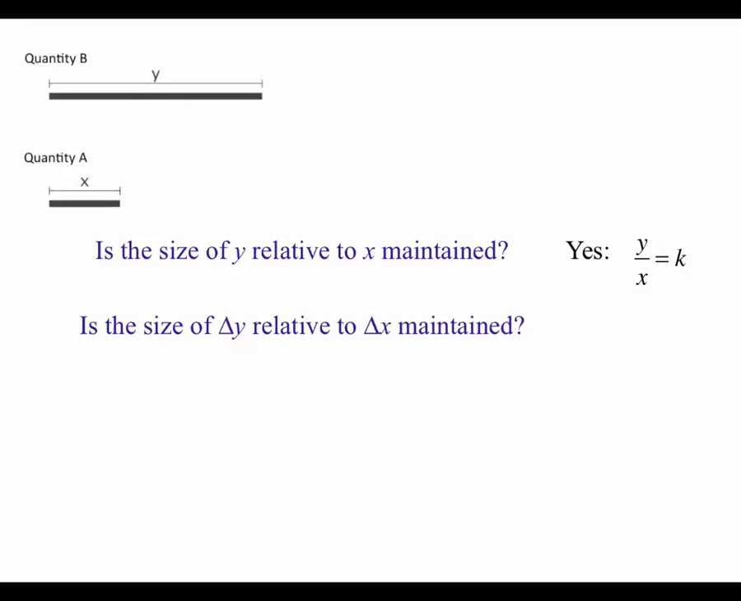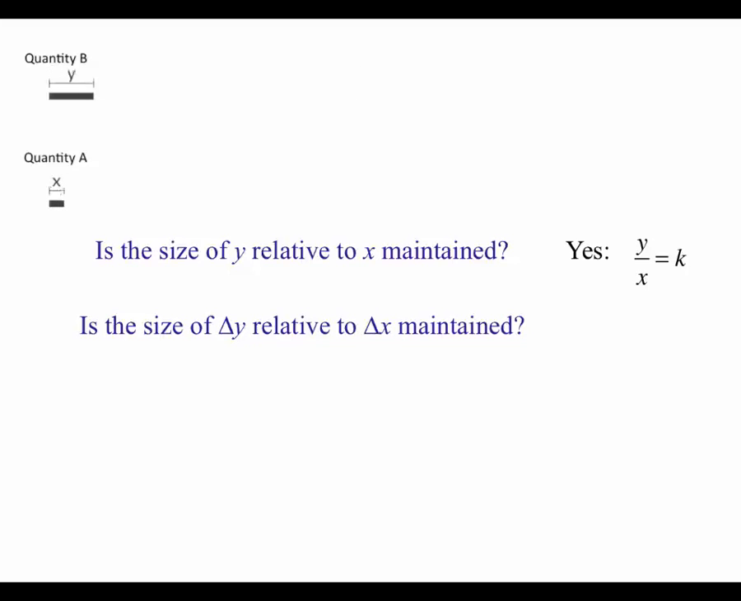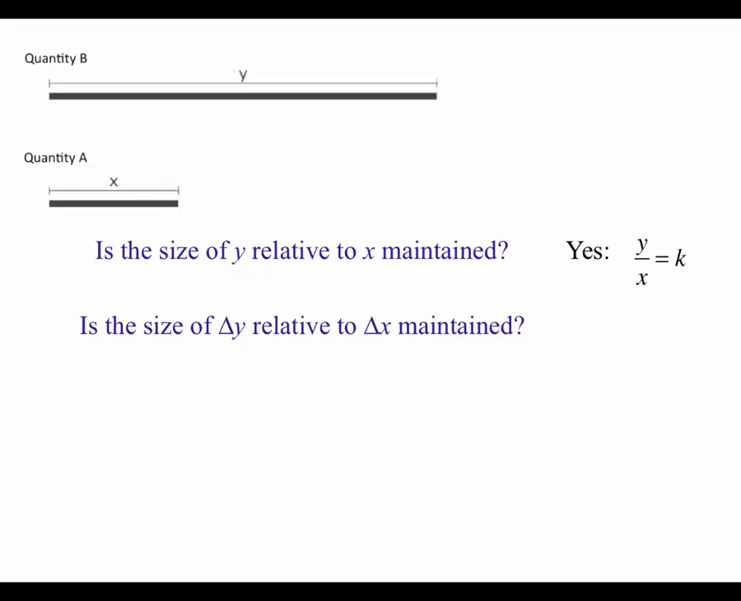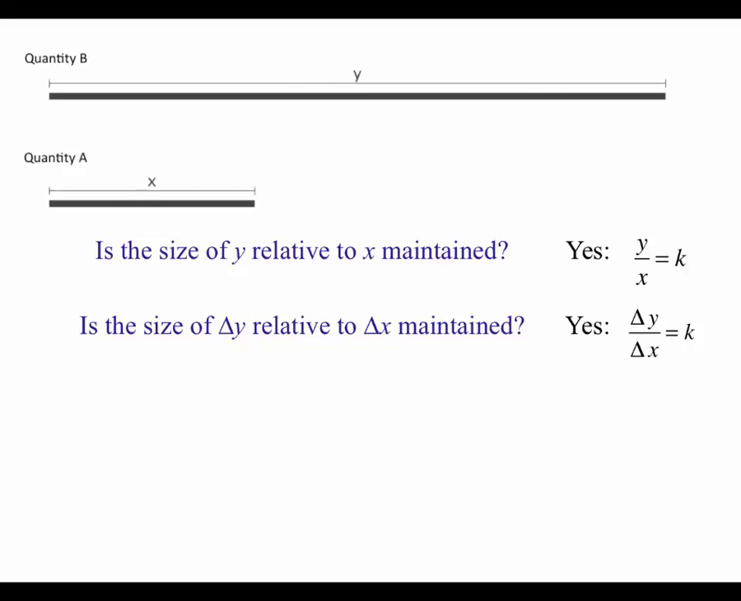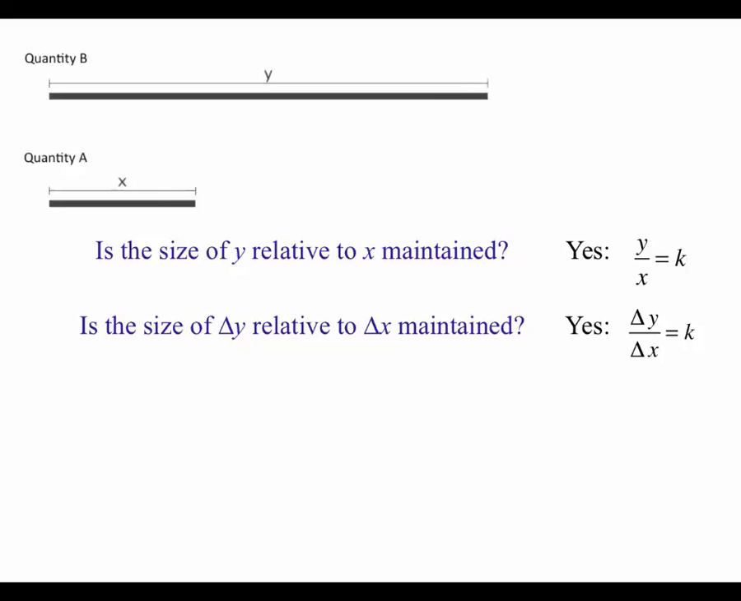Okay, what about delta Y and delta X? If I took some change in X, would the size of delta Y to delta X be maintained? Have you seen this symbol yet? Oh, we did. I showed it to you last time. So delta X meaning some change in X and some change in Y. I think it's pretty clear that follows along, right? If your actual quantities maintain this constant ratio, then if you took any change in X, you would get the same relative change in Y, which would be 3 times as much.